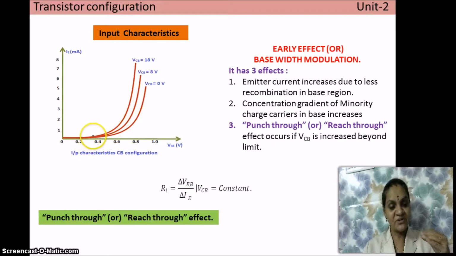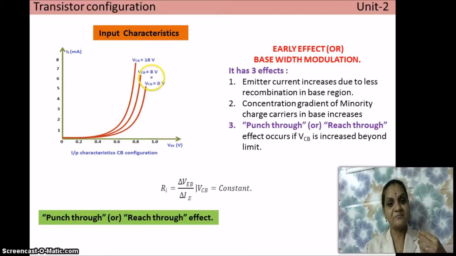So after it reaches the cut-in voltage, for a very small increase in the input voltage, the current flowing through the device, that is emitter current, increases drastically, in an exponential manner. Because VEB is the input voltage and IE is the input current, if the input voltage increases, input current also increases. That's why the characteristics is like that.